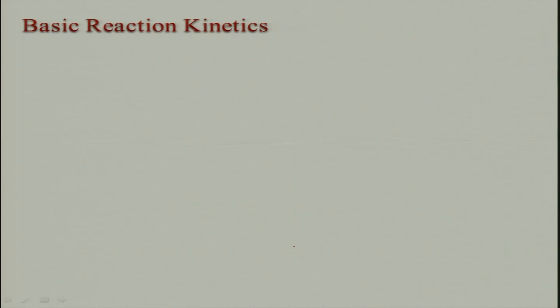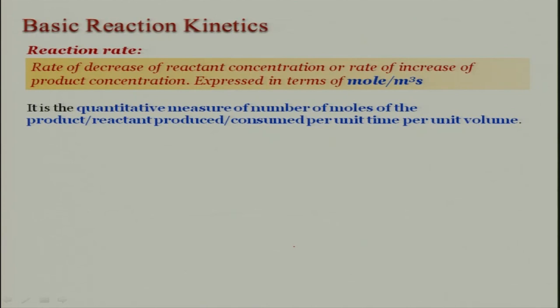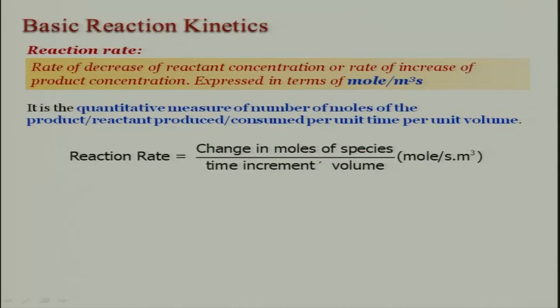Now, let us look at basic reaction kinetics. And when you talk about that, we will have to look at the reaction rate. What do you mean by this reaction rate? We know that it is the rate of decrease of reactant concentration or rate of increase of product concentration, right? Or vice versa, and which is expressed in terms of moles per meter cube second, right? This is the unit you can use. In other words, it is the quantitative measure of number of moles of product or reactant, whether it may be produced or consumed, per unit time, per unit volume. That is the meaning basically, right? And reaction rate, I can write down as change in moles of species divided by time increment per unit volume, and this is mole per meter cube second.